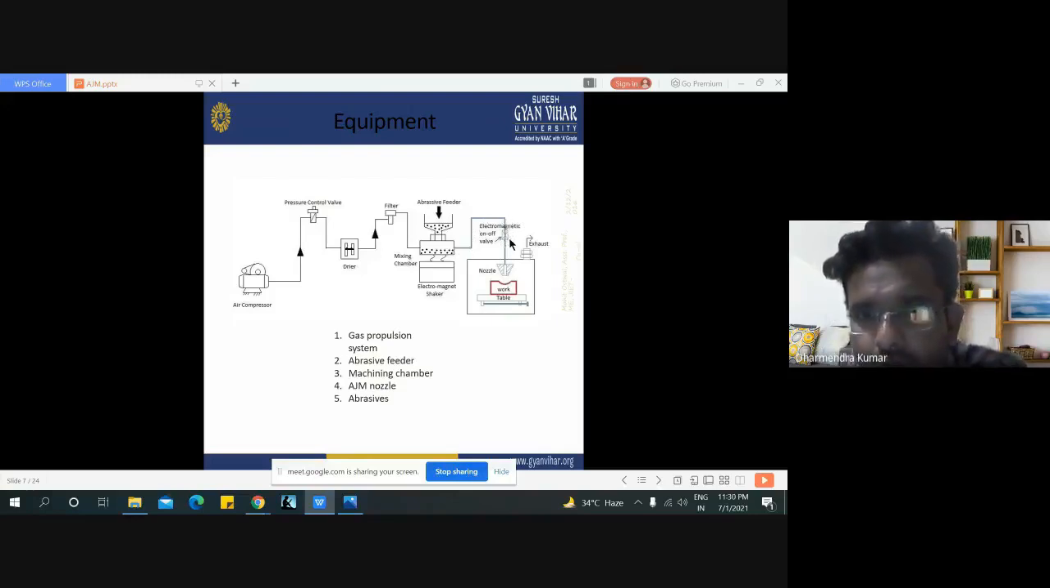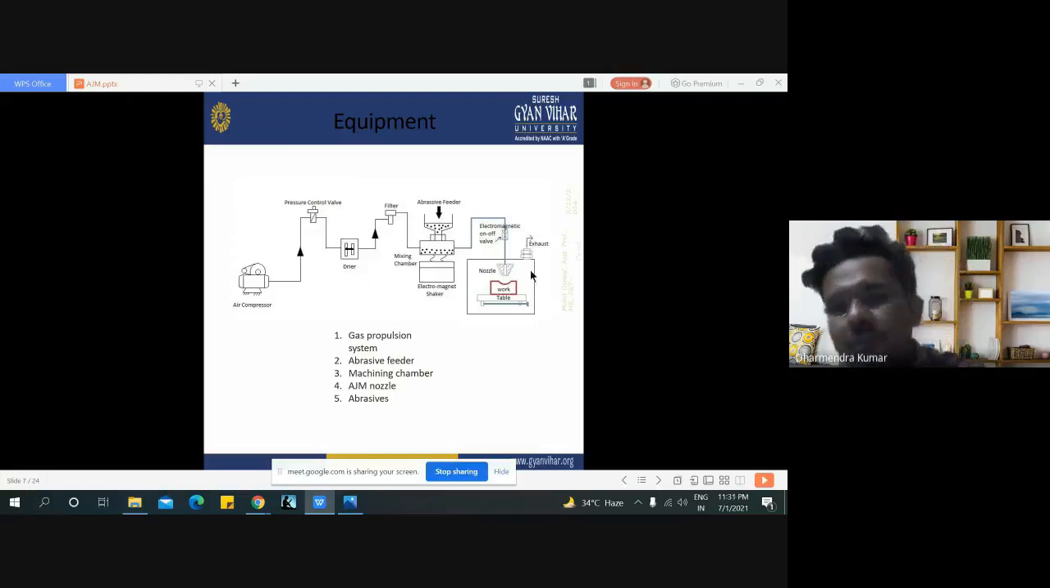Here we use an electromagnetic on-off valve for regulating the high-speed velocity of the mixture of air and gas. Then it finally comes to the nozzle, and from the nozzle it acts on the workpiece for the operation. We also use an exhaust port, where the extra gases or extra abrasive particles exhaust from this side.